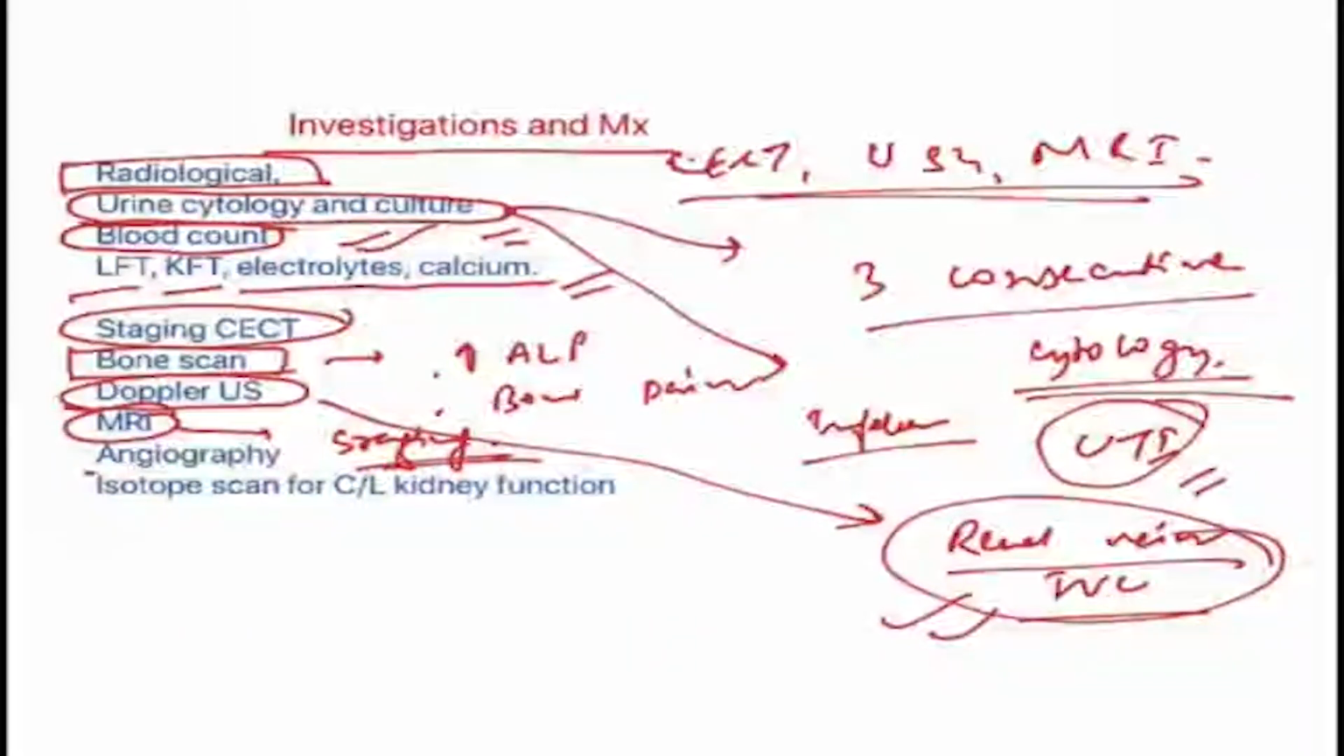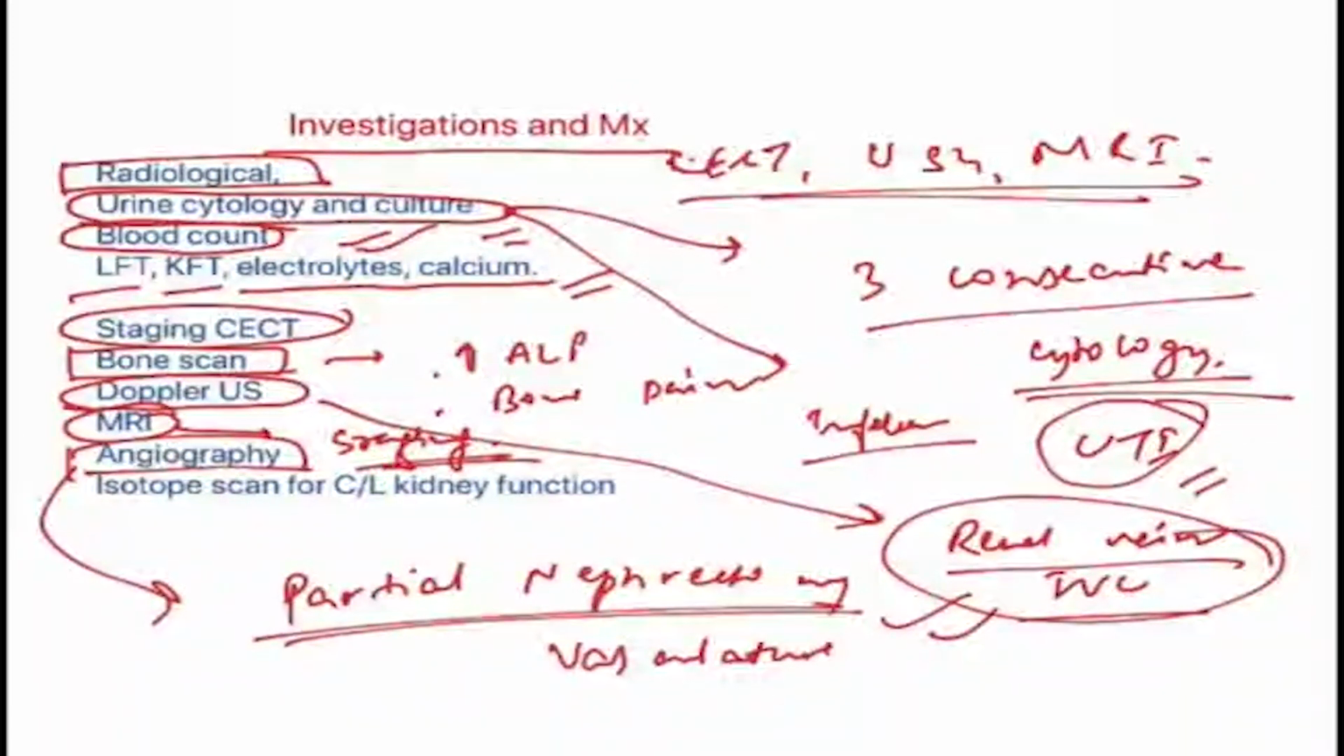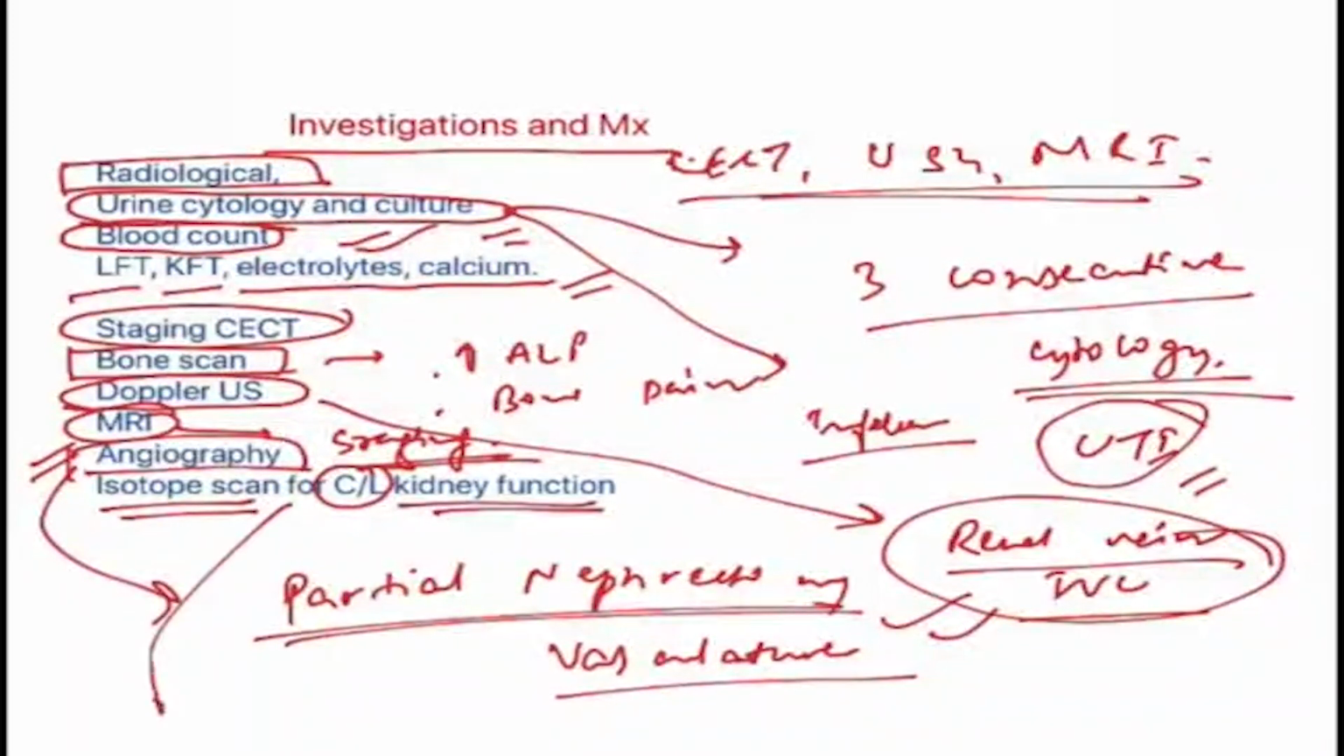MRI is also done to see the staging and for surrounding tissue assessment. Then angiography is done when we need to do a partial nephrectomy, and in partial nephrectomy we need to see the vasculature of the involved kidney. So angiography is done. Then isotope scan is done to see the contralateral kidney function, because when the contralateral normal kidney function is not good and is deranged, then total nephrectomy cannot be done and partial nephrectomy or other treatment options will be considered.